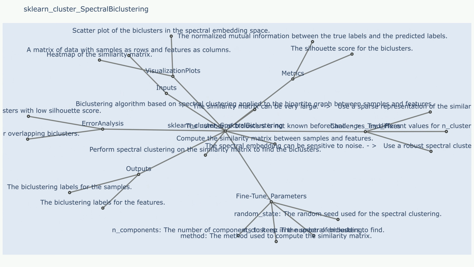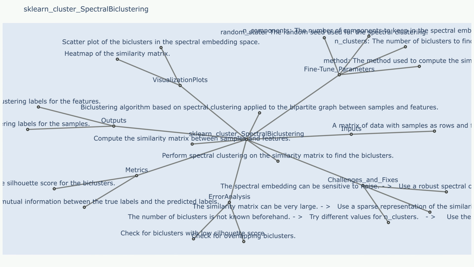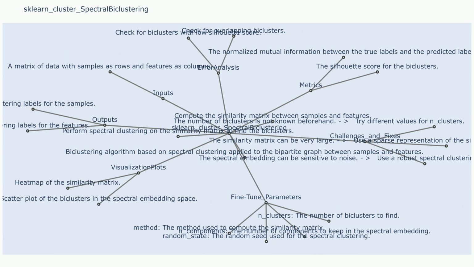Fine-tune parameters. n_clusters. The number of clusters to find for both rows and columns. Method. The method used for assigning cluster labels. Possible options include stochastic iteratively refined cluster assignments and k-means clustering on eigenvectors. Random state. The random seed for reproducibility.